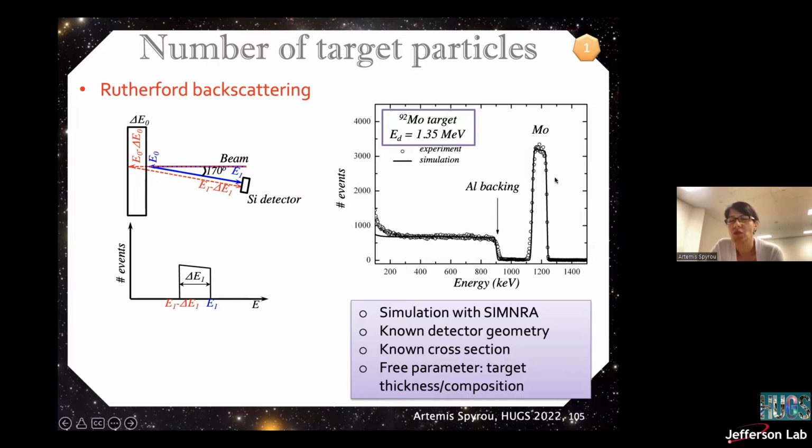So you can apply this technique. The cross sections for all of these are very well known, the angles here and so on. So the only unknown in this whole scheme is the thickness of your target, and you can get the thickness of your target in a very accurate way.